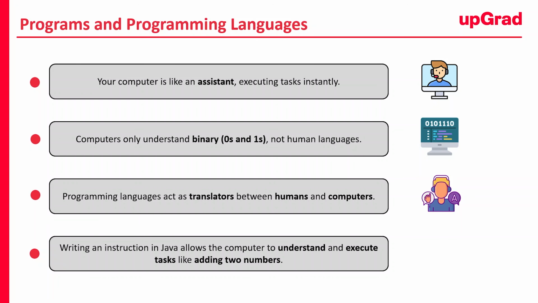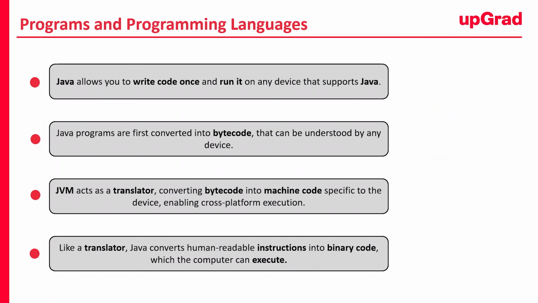Think of a programming language like a translator. You write instructions in a language like Java, Python or C++. And the computer translates those instructions into binary, its native language, so it can execute them. For example, let's say you want your computer to perform a simple task like adding two numbers. You write that instruction in Java, and then behind the scenes, Java translates that into something your computer can understand. Now, how does Java come into play here?